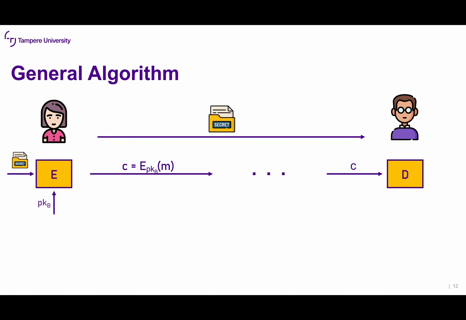Upon reception, Bob will give as input to the decryption algorithm the ciphertext that was generated and sent by Alice, as well as his secret key, SK of B. By doing this, the algorithm will output the secret. So Bob, by using the ciphertext generated by Alice and his secret key SK of B, can recover Alice's secret.